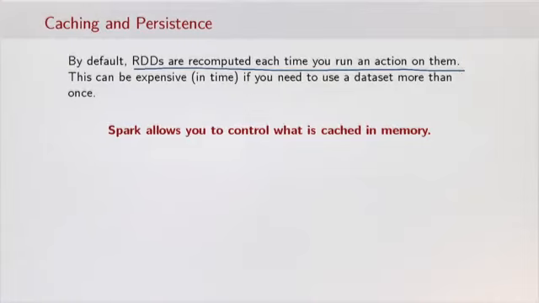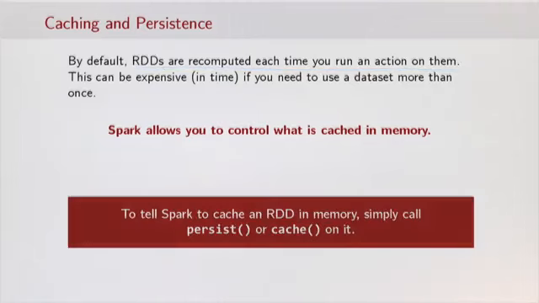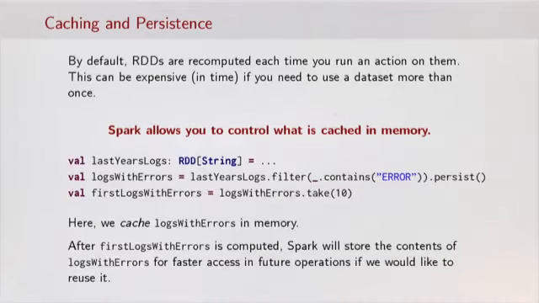But what's nice about Spark is that it gives you a way to control what data you have cached, sitting in memory, available to reuse again. And in order to instruct Spark, hey, I'm actually going to use this again, don't recompute it 1,000 times, you can use a method persist or a method cache. What these methods do is after an RDD is evaluated, it keeps it in memory so you can reuse it again.